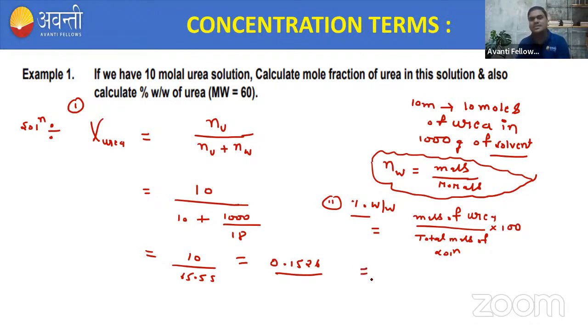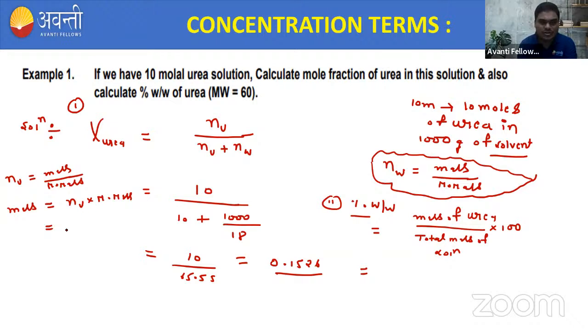So can anyone tell me what is the mass of urea in this case? Mole of urea is already given. Can you calculate the mass of urea using the mole of urea? Do we have any formula for this? Yes, we already calculated it for water. On a similar basis, mole of urea is nothing but mass divided by molecular mass. So we can calculate the mass of urea as the number of moles of urea into molecular mass. I hope this is right.